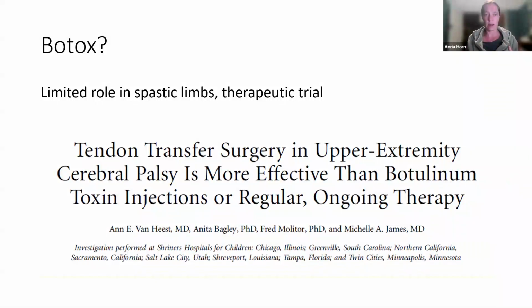Mostly as a therapeutic trial. You're not going to repeatedly Botox. And I mean, you can't just Botox the arm for the rest of the patient's life. It's ridiculous. So there was a good study, actually. This is a very nice one.